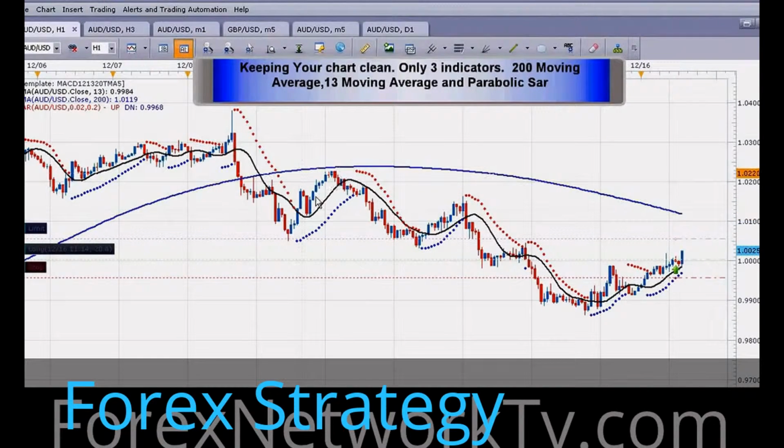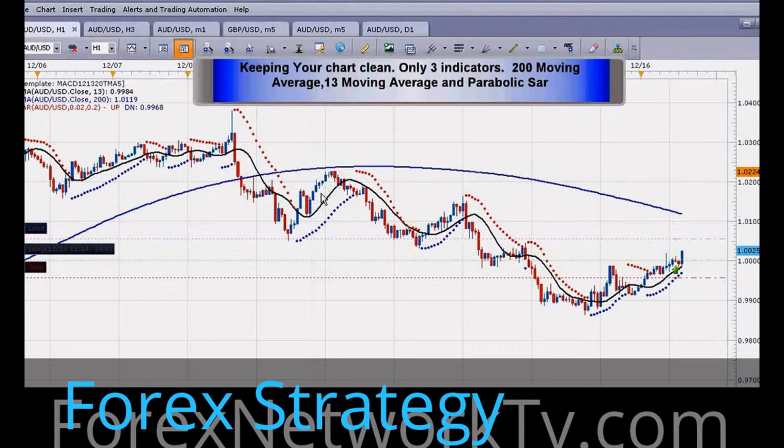Once price closes above the 13 moving average and hits the parabolic SAR, in my chart you can see when it's red, then you can only sell. When the parabolic SAR is blue, then you can only buy. So because price is below the 200, if I don't want to counter trade, I'll usually ignore trades like this and just wait for another sell setup.